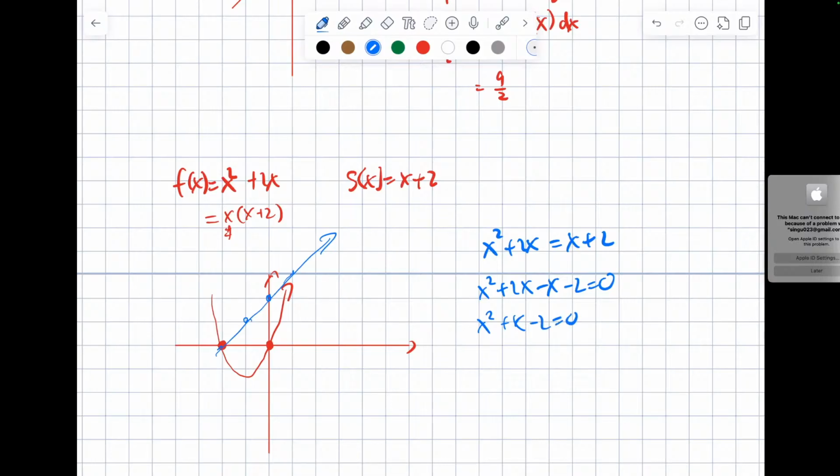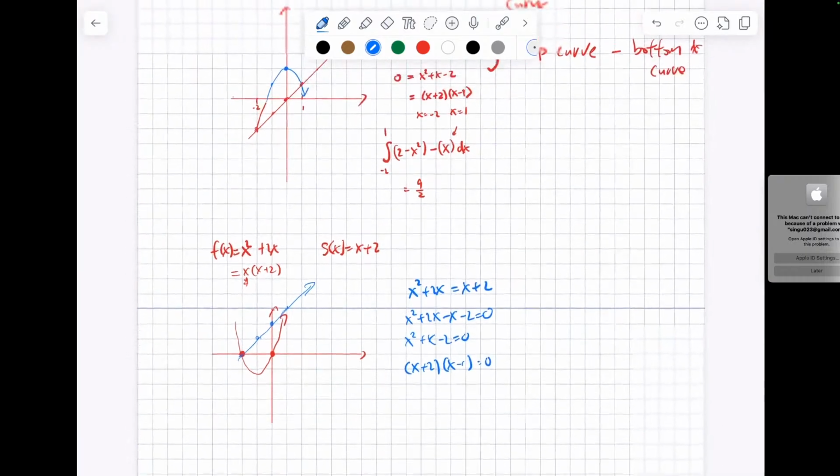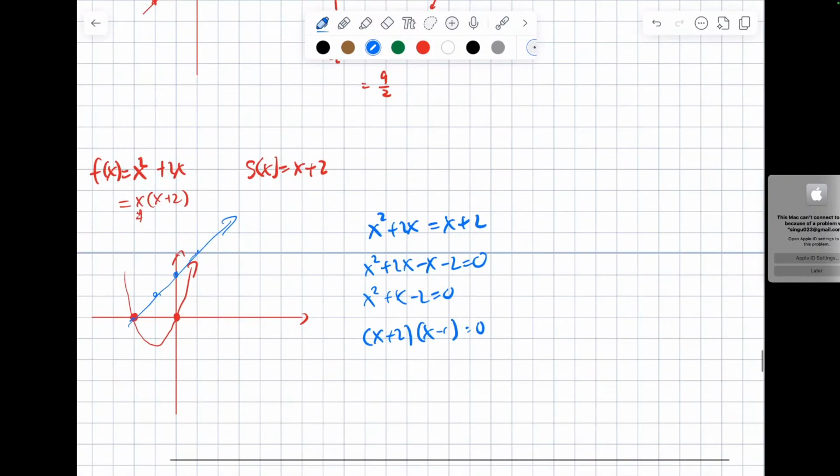Is that the same situation as before? x plus 2 and x minus 1, right? So x equal to -2 and x equal to 1. Is that okay? So that's integration from -2 to 1. Now, how do I know which one is on the top between those two values? You plug in 0, right? If you plug in 0, what will happen? One of them is going to be 0.